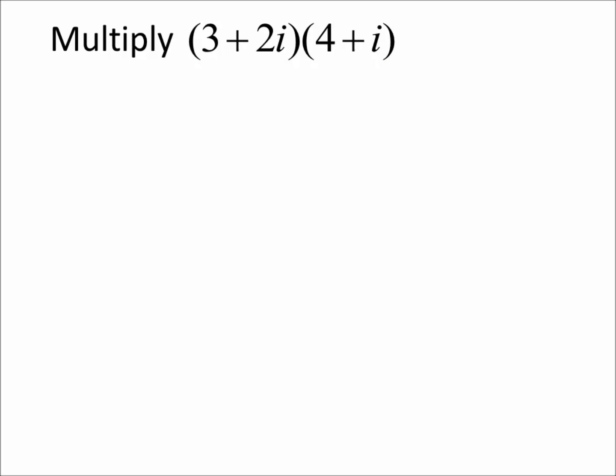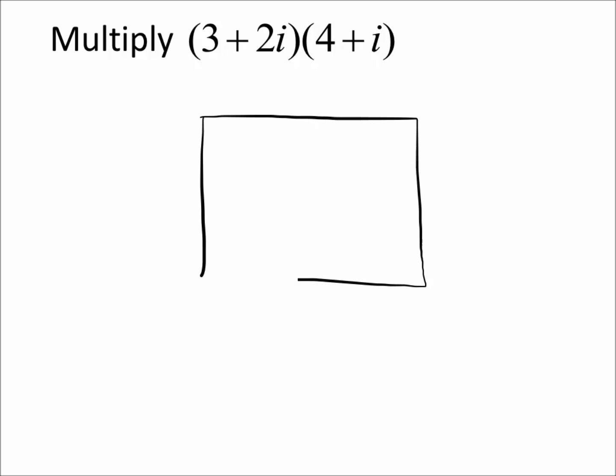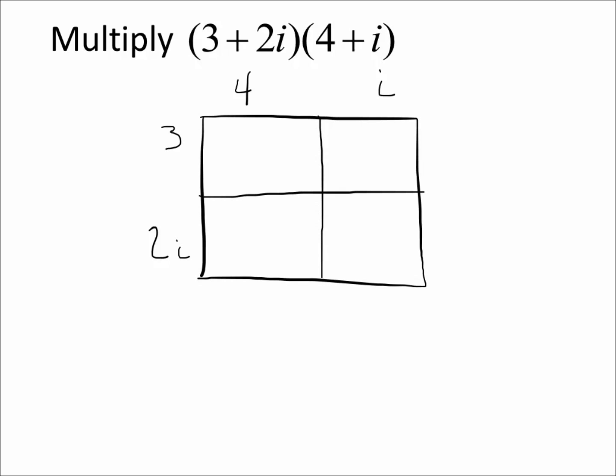A complex number is a number that has a real part and an imaginary part. So I'm going to multiply these two complex numbers together: 3 plus 2i times 4 plus i. I'm going to make a box just like we've done before with our multiplication. On one side I'll write 3 and 2i and make it so that they have their own row. On the top, 4 and i, each with their own column.